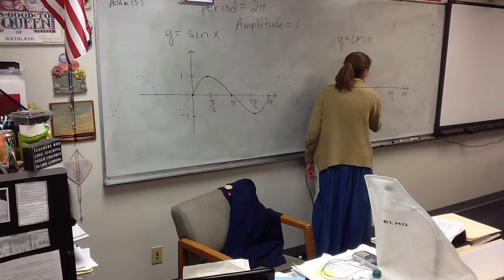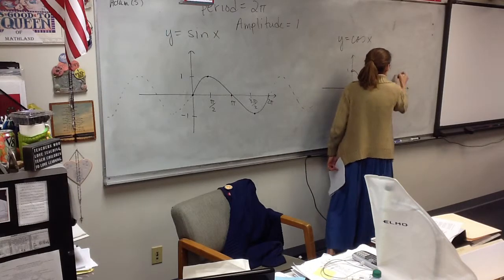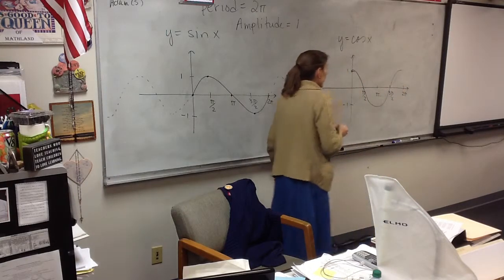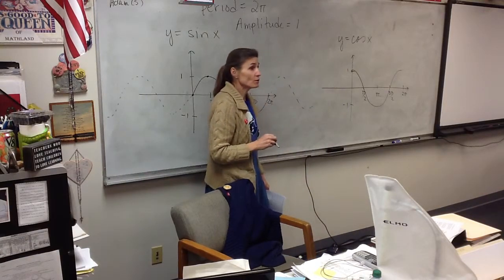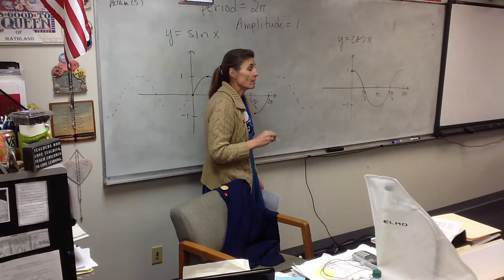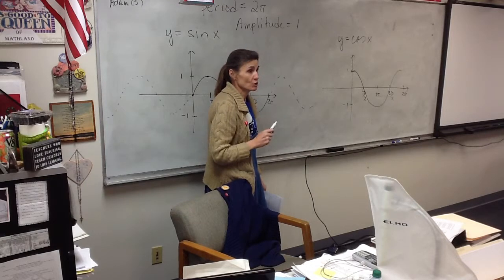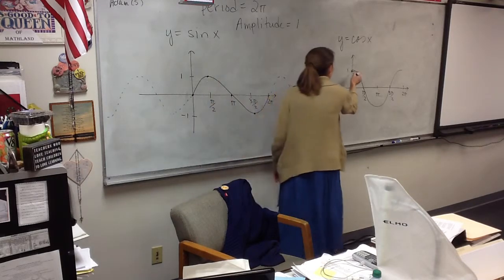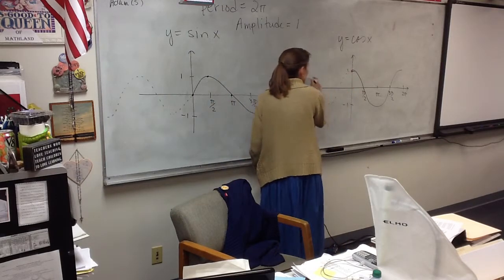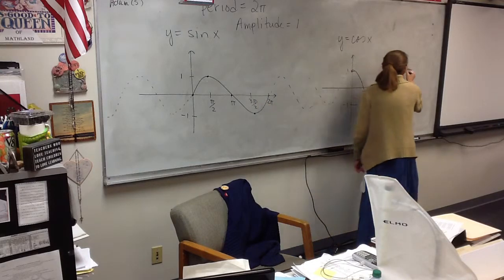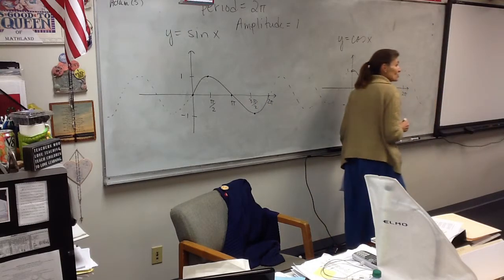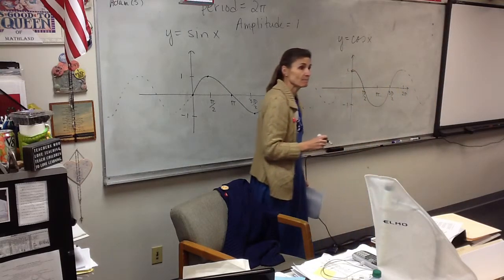So it comes down like this. That is a picture of your cosine. Now it looks very strange. You need to remember that it actually keeps going. So if I do this, do you see the wave there? Do you see the hills and the valleys?